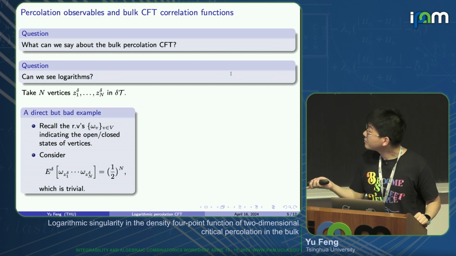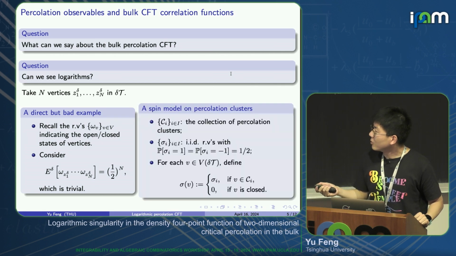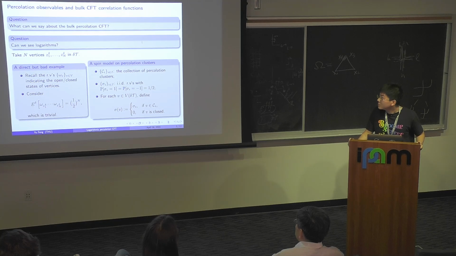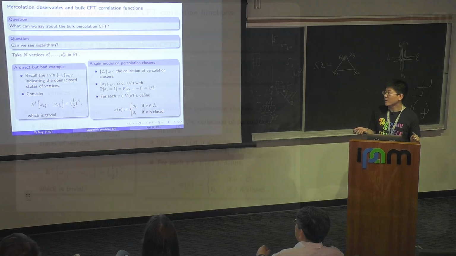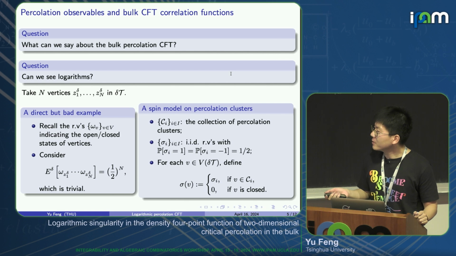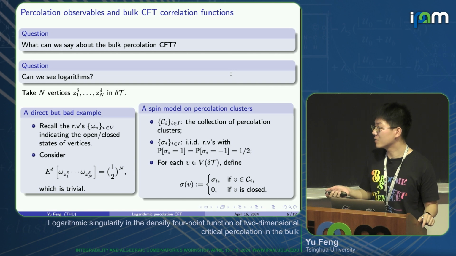Here's another option. Now we define a spin model on percolation clusters, and this definition is inspired by the Edwards-Sokal coupling between the random cluster model and the Potts model. Suppose a percolation configuration is given, and let C_i be the collection of percolation clusters, and let sigma_i be IID random variables with equal probability taking values 1 or -1. Then for each vertex, we define sigma of v to be sigma_i if the vertex v is in the cluster C_i, and we define sigma of v to be 0 if v is closed.